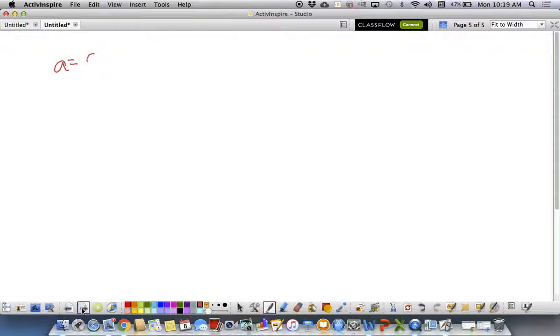Alright, what if A equals 25.4 centimeters, B equals 42.8 centimeters, and C equals 59.3 centimeters? Can you find the missing angles? Which one are we starting to solve first? C.